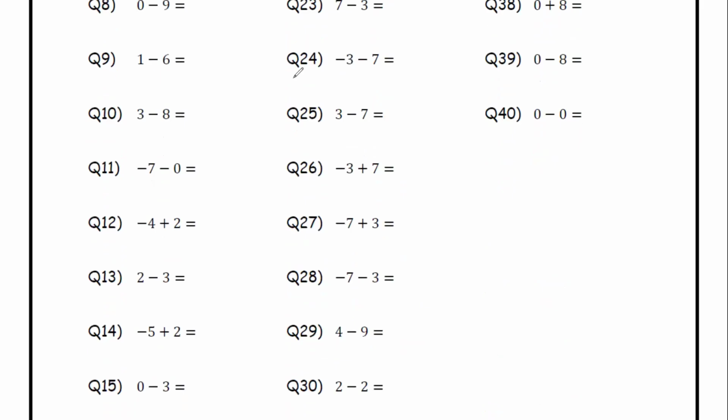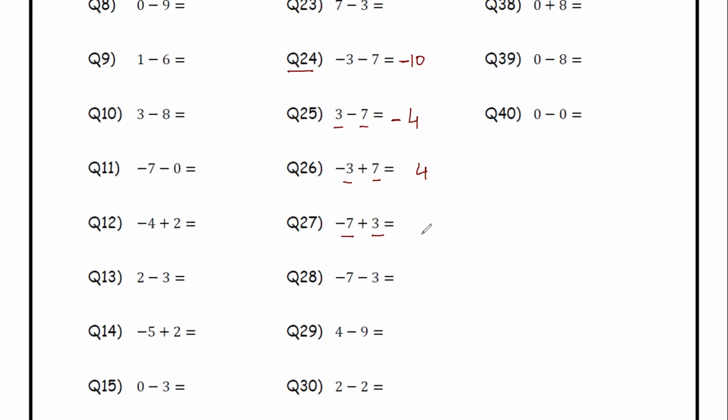24. Both are negative. We'll take the sum. 7 and 3 has sum of 10 and both are negative, so negative 10. 3 and negative 7, we'll take the difference 4 and sign of the bigger number. Negative 3 and 7, difference is 4. We'll take the sign of the bigger number. So let it be just 4.